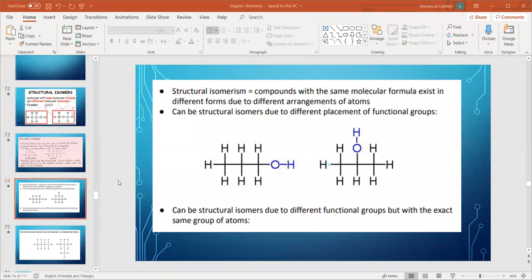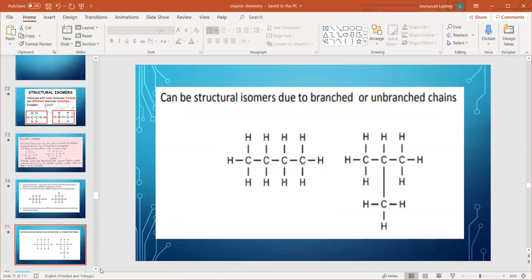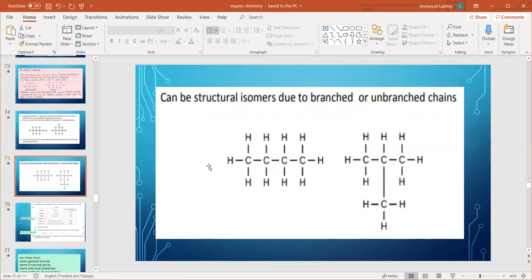All right, so let's move along. So it could either be a straight chain, as I showed you earlier, or it could be a branched chain, where we have a carbon that is bonded onto another carbon that is not a part of the main chain.